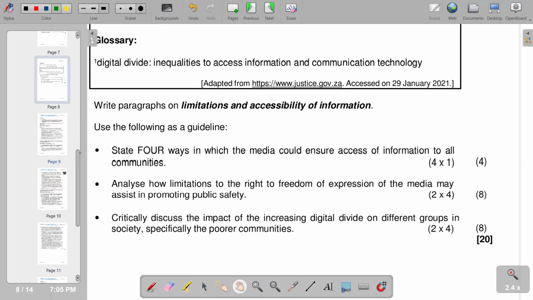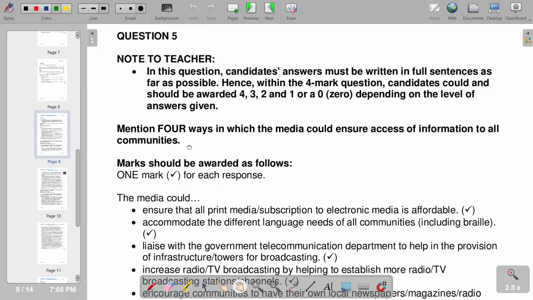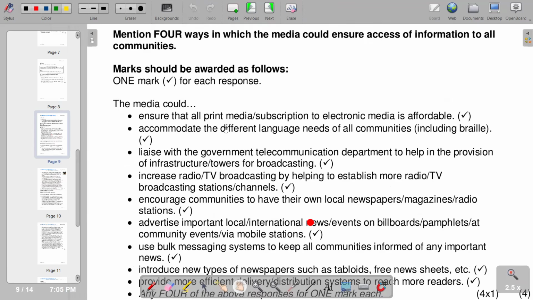So in terms of the first part of stating 4 ways in which the media could ensure access of information, we have our points as articulated. We are saying the media could ensure that all print media or subscription to electronic media is affordable. So this is the first point that we have. Then secondly, accommodate the different language needs of all communities, including Braille. That is the second point. In terms of the third point, it is alliance with the government telecommunication department to help in the provision of infrastructure or towers for broadcasting, and also have increased radio or TV broadcasting by helping to establish more radio or TV broadcasting stations or channels. So we have got further explanations or further points given and are also correct.